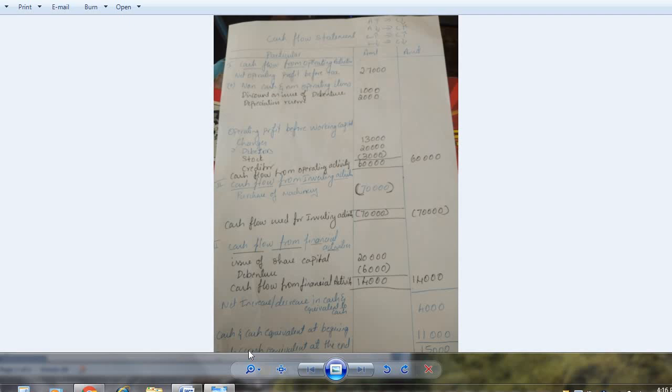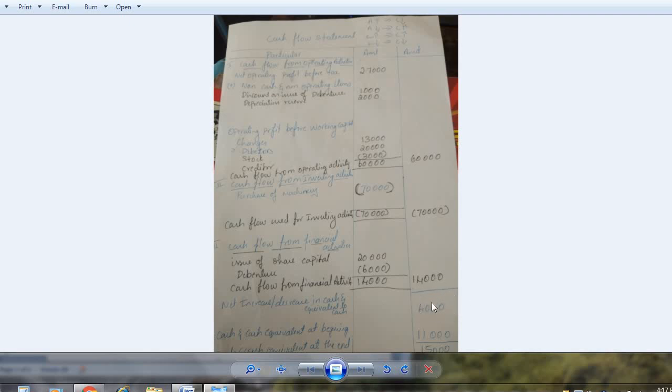First, you should take closing. Here you can see the cash and cash equivalent at the end. The closing is how much? 15,000. Then cash and cash equivalent at the beginning is how much? 11,000. So closing in 20 it is 15,000, in 19 it is 11,000. That means net increase or decrease, but here it is an increase. Opening to closing, if you check, there is an increase of how much? 4,000. Cash is being increased by 4,000.